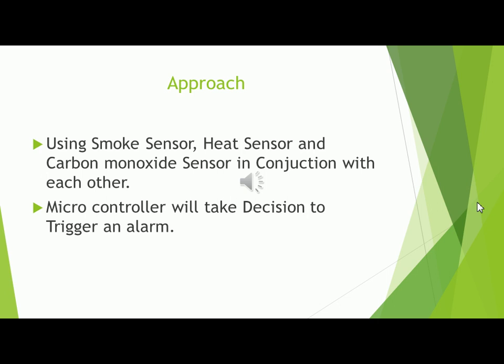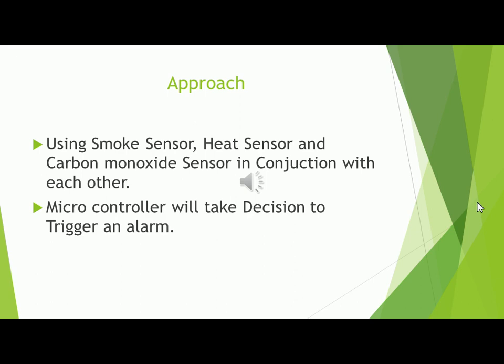So in order to avoid false alarms, I'm using smoke, heat and carbon monoxide sensors in conjunction with each other, because most of the parts in the trains are made artificially, so during combustion they release carbon monoxide gas, so I'm using the carbon monoxide sensor. And the decision whether to trigger an alarm or not will be made by the microcontroller.